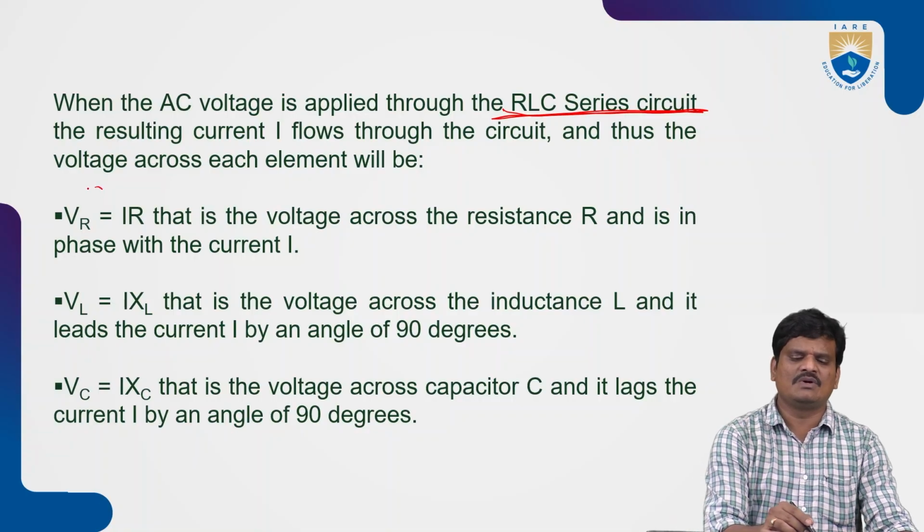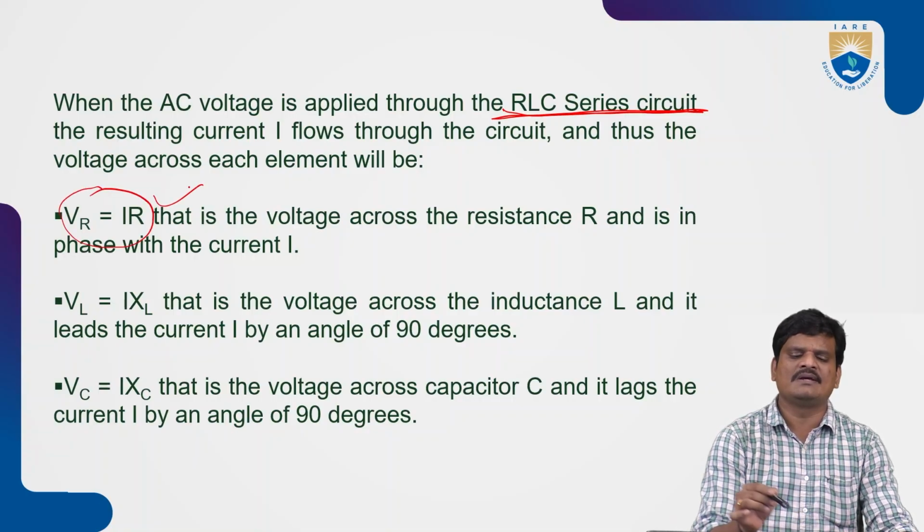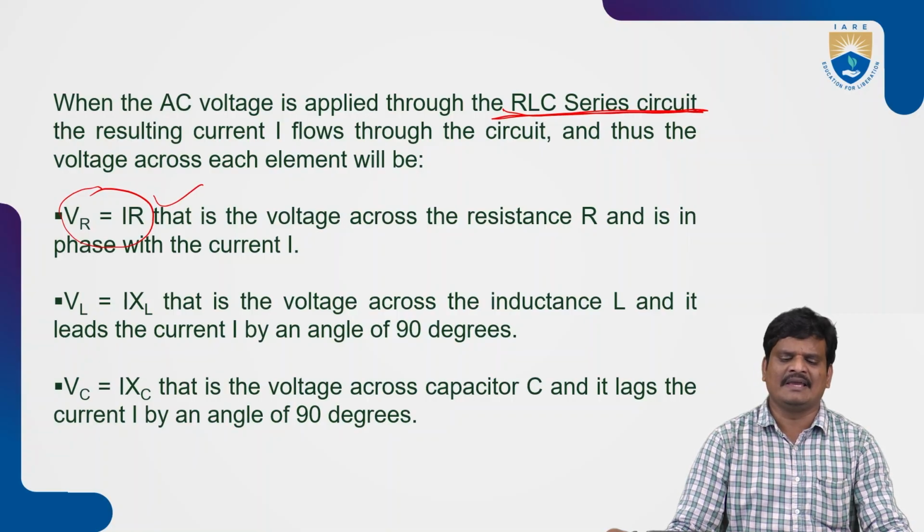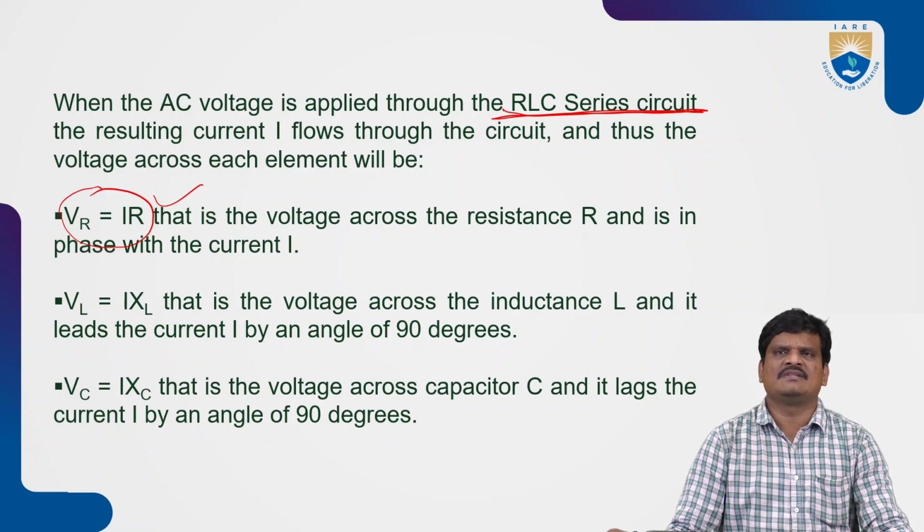Now as we know, the voltage across the resistor is represented by the product of resistance and the value of the current I flowing in that circuit, by using Ohm's law. And we know that the property of a resistor is that the current will always be in phase with the voltage, where the phase difference is maintained as 0 degrees.